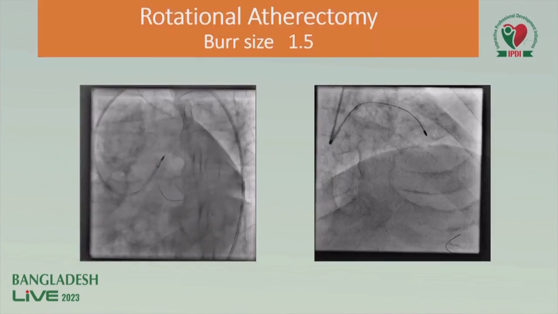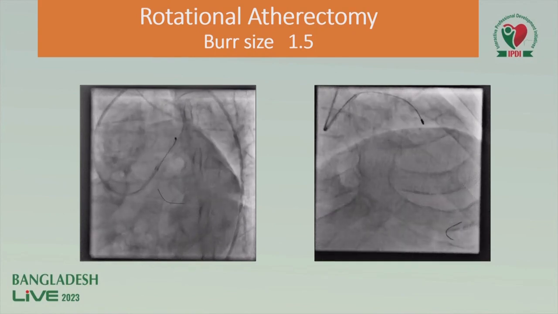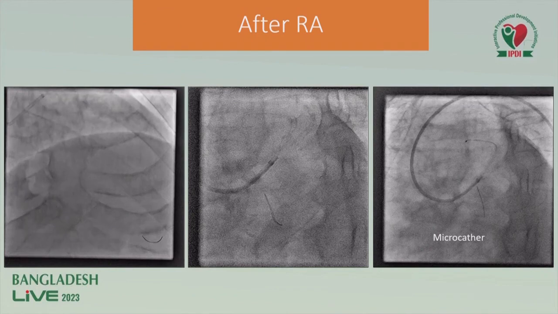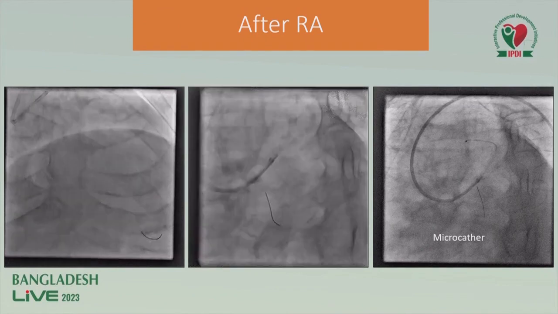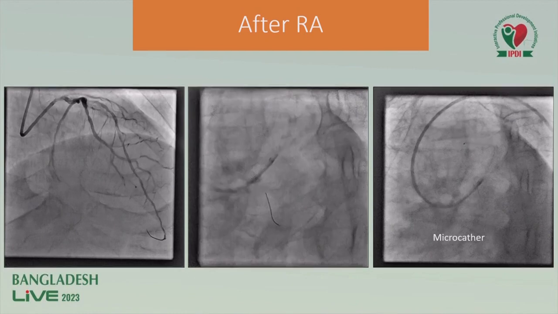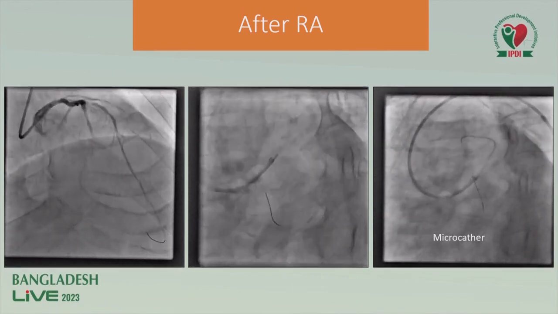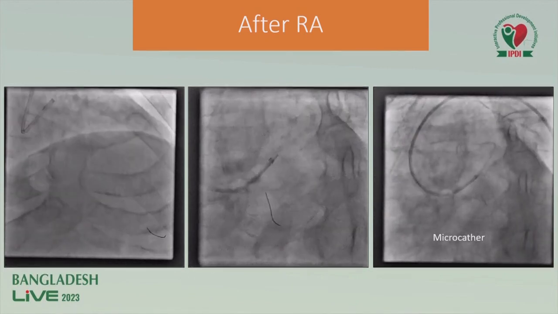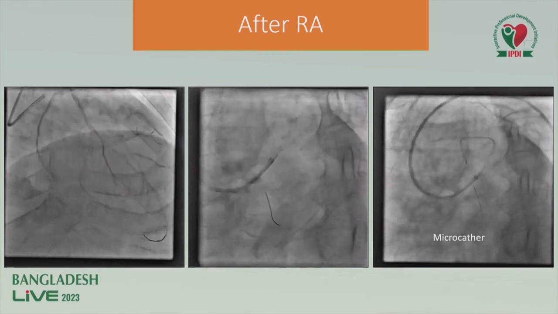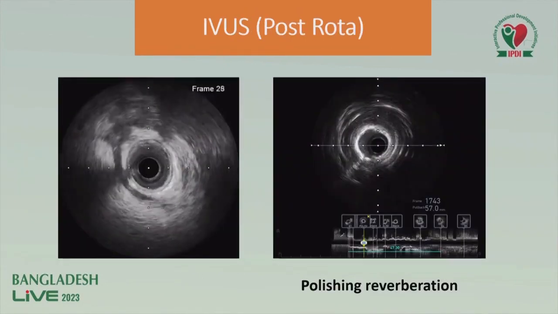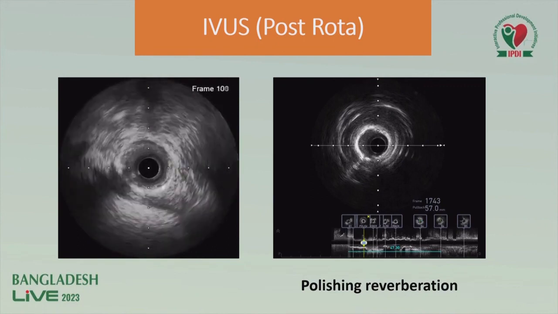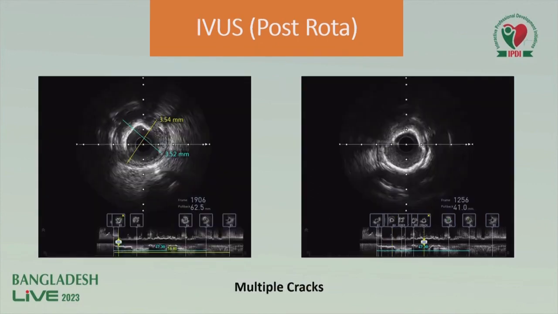So in our case, rotational atherectomy was done with a burr size of 1.5 millimeter with RPM speed of 150,000 to 160,000. And this is the angiographic view after rotational atherectomy, and the rota wire was exchanged with the help of a microcatheter. The post-rota IVUS shows polishing, reverberation, and multiple cracks.